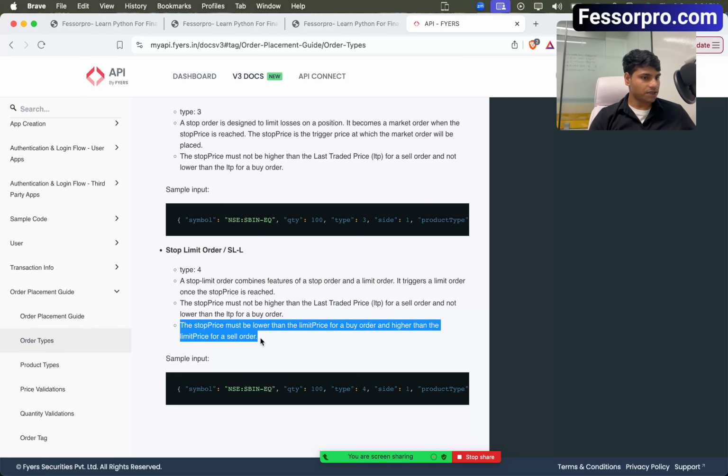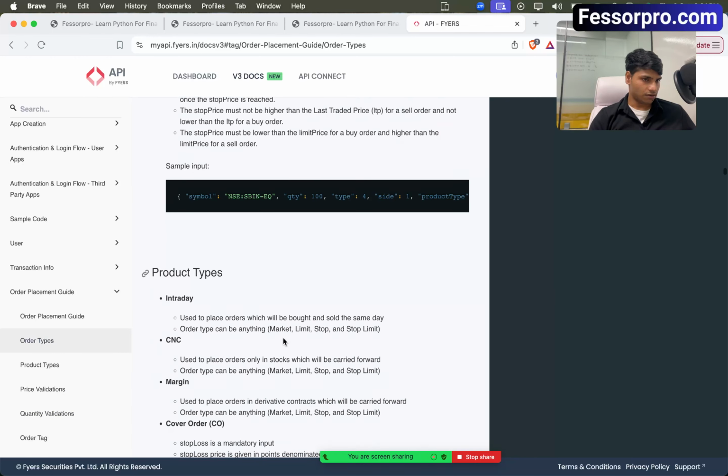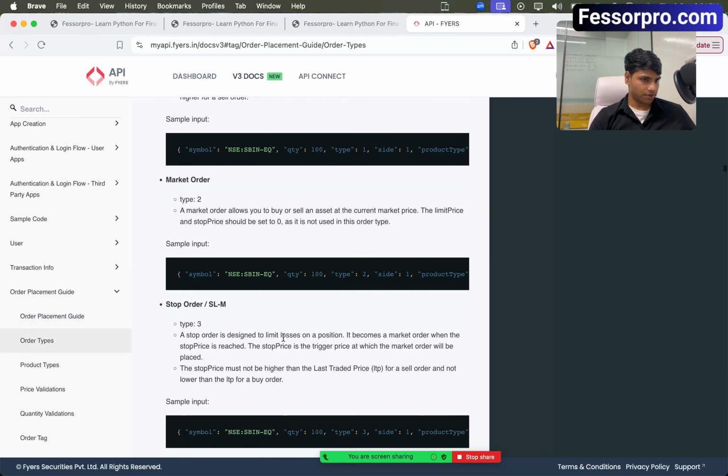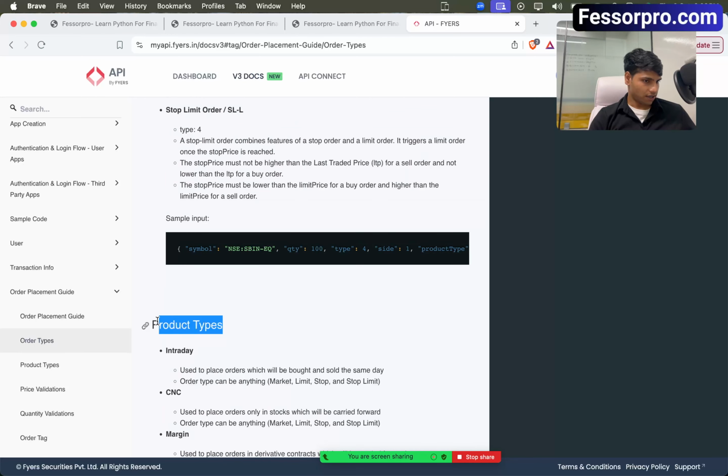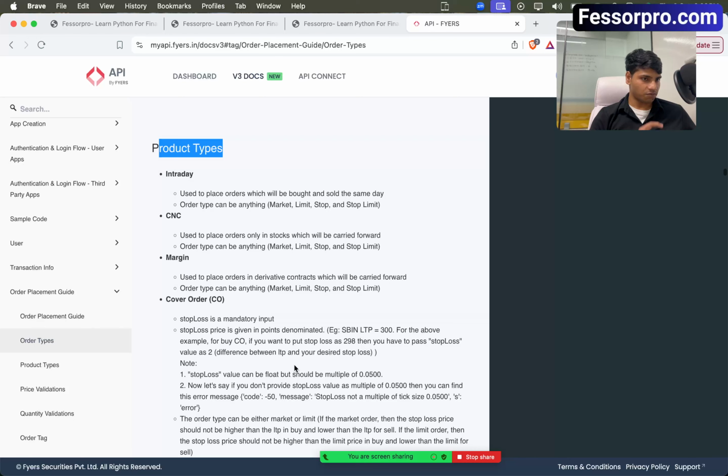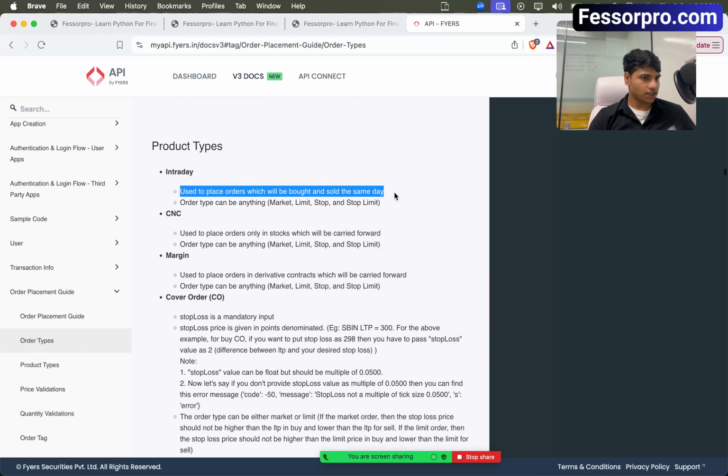The stop price must be lower than the limit price for a buy order and higher than the limit price for a sell order. These are the order types. Then if you scroll down, you have product type. Now order type is different and product type is different. So they have four different types of product type. So first is intraday. Intraday means used to place an order which will be bought and sold the same day.